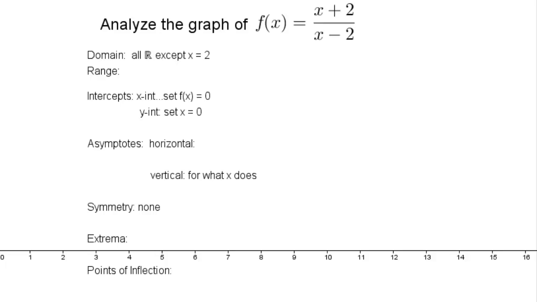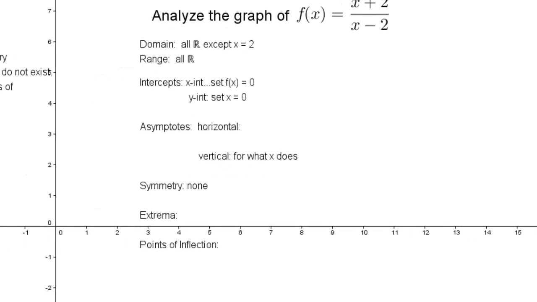We'll hold off on the range, but it looks like the range is going to be just about anything that's possible based on those input values. There may be some horizontal asymptote we find, and we can always modify that.